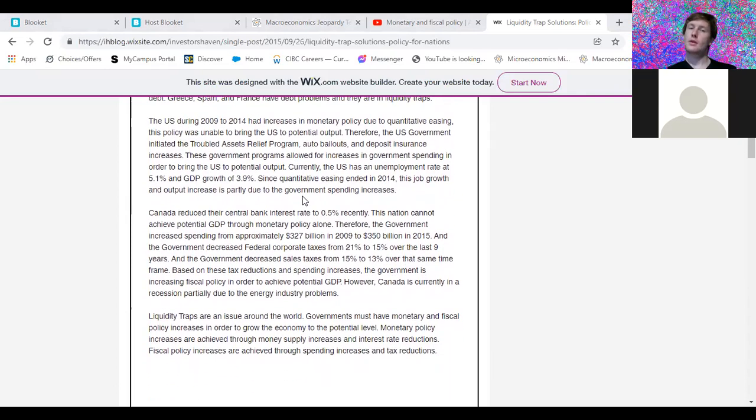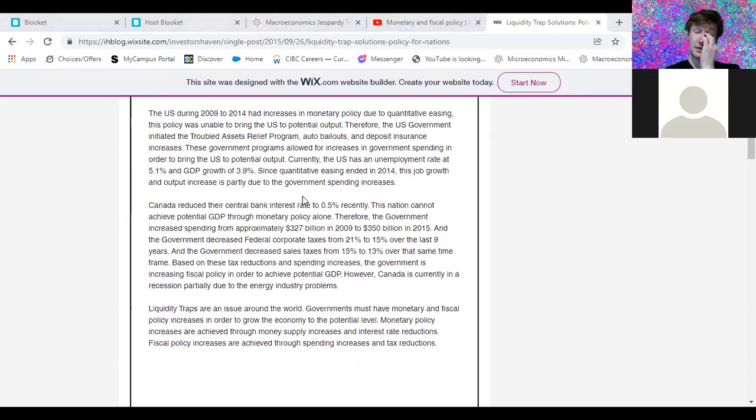So the US had this problem because from 2009 to 2014, they reduced the interest rate and increased the money supply. However, this wasn't working. So they had to focus on government spending increases and reducing taxes to help the economy. So yeah, the government spending increase was the key to increasing output and employment.